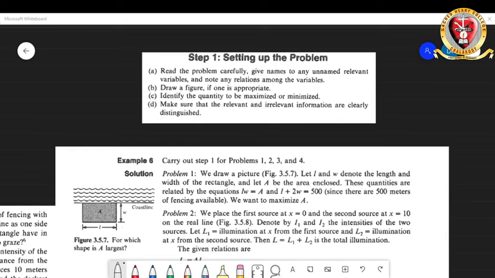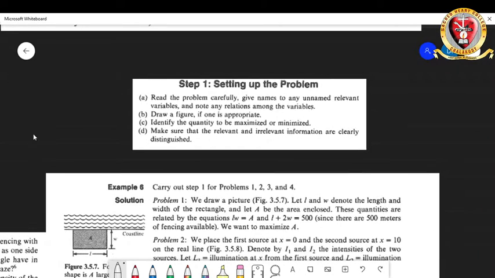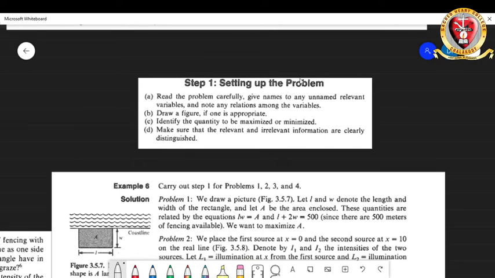Hello students, today we are going to see two steps for solving maximum and minimum problems. Step 1 is setting up the problem, and for step 1 you have four parts.